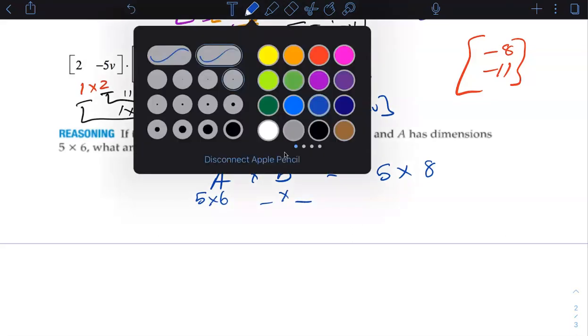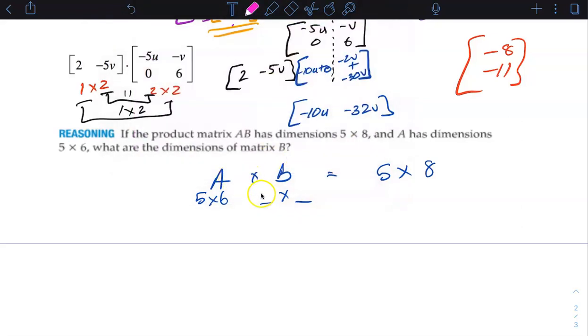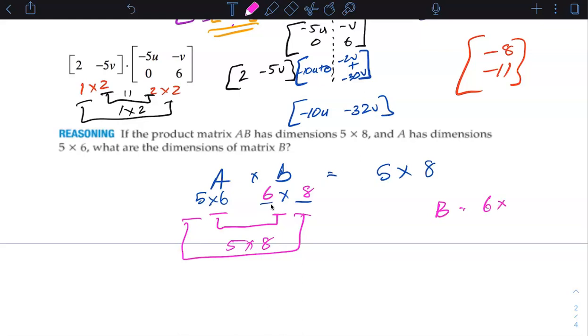Well, there's actually many answers to this, but the first one is that one of these things has to be true. That is, if this is a 5 by 6, so they can multiply, this has to be a 6. And I was wrong. There's only one answer to this. I forgot that they actually give you the 8 right there. So this has to be a 6, so these have to match. And then you want the product to be a 5 by 8. So this has to be an 8. So the dimensions of matrix B are 6 by 8. Okay, that's the worksheet.